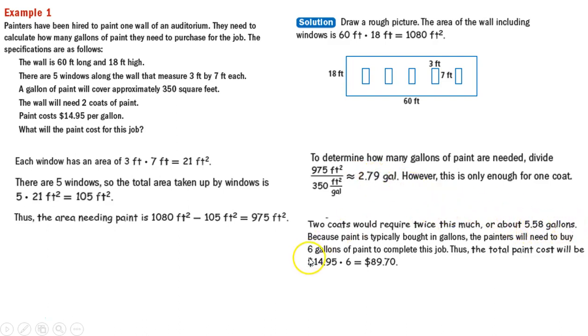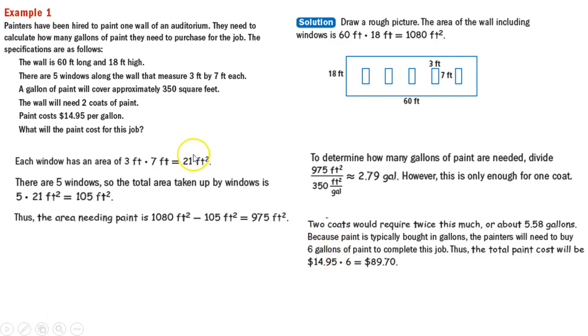And since paint is typically bought by the gallon, you can't just walk in and say, I need 5.58 gallons of paint. If you can, that would be great, but usually paint is just sold by the gallon. So you're going to need to buy 6 gallons of paint. 5 isn't enough. 6 is the next reasonable option up. So you're going to get 6 gallons of paint to complete the job.